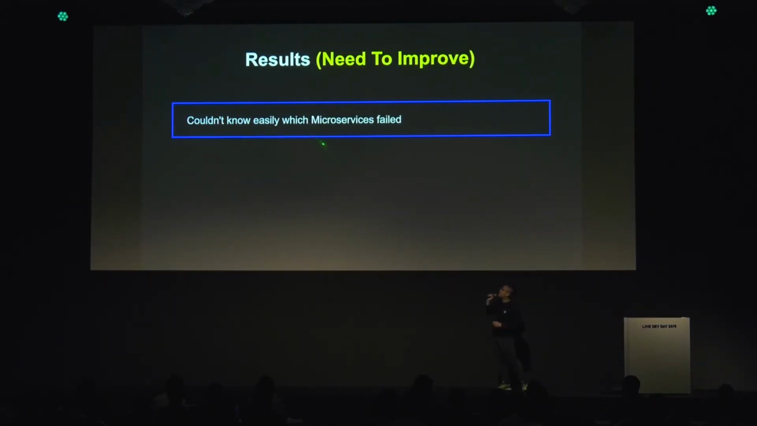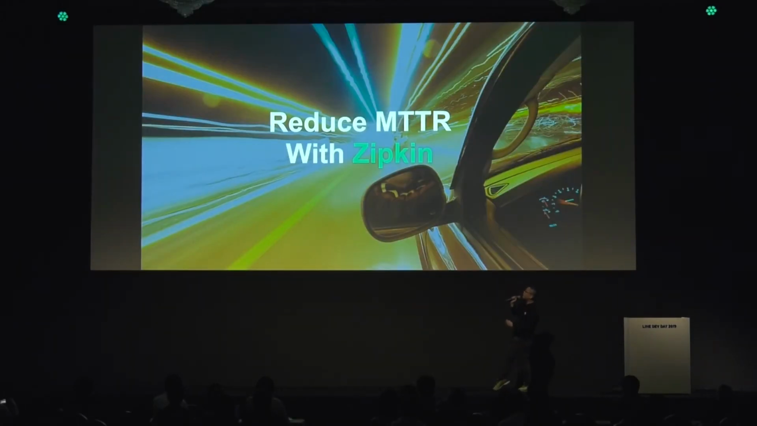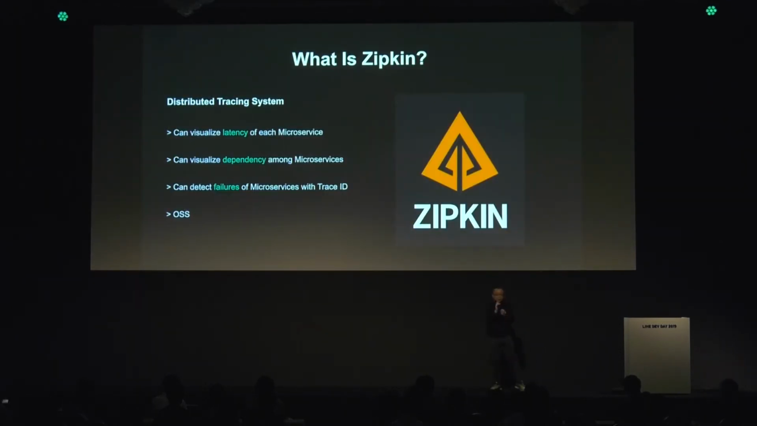However, there were still some issues. We couldn't find out easily which microservices failed, so we could not find the root cause. That's why we went to the next phase, that is reducing MTTR with Zipkin. One moment, please. But what is Zipkin in the first place? I have another question to the floor. Who knows Zipkin?